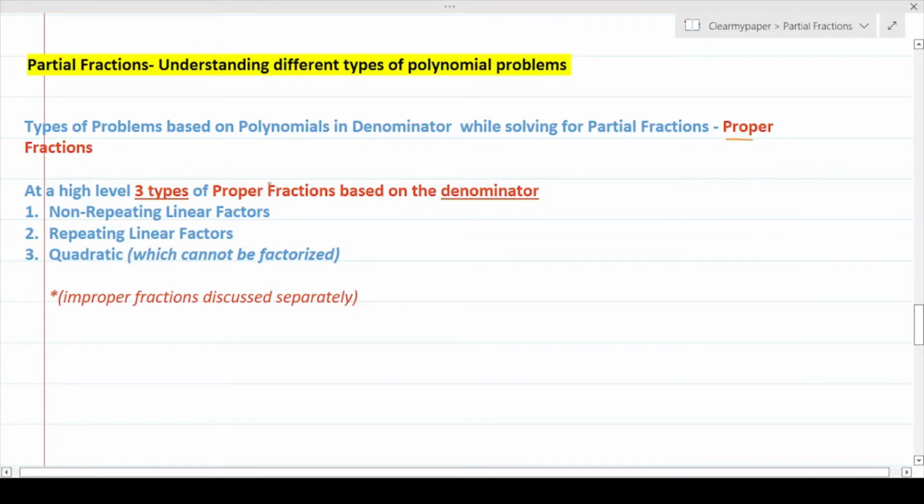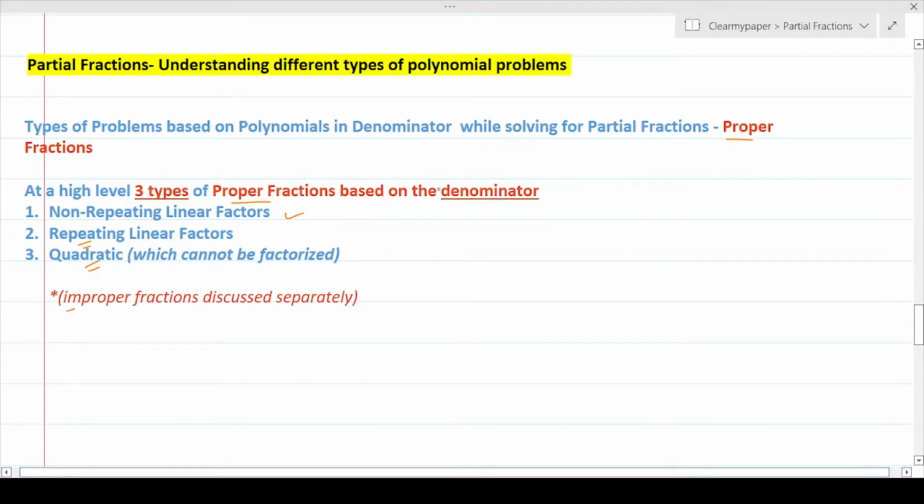Just based on the proper fractions and depending upon the denominator, we can segregate them into three high-level types. The first one is called non-repeating linear factors. You check the denominator and you might see that it fits into this model where it has non-repeating linear factors, or you might have a denominator which has repeating linear factors, and last but not the least, you might have a denominator in the polynomial which is quadratic in nature and which cannot be factorized any further. And like I said, improper fractions will be discussed separately.